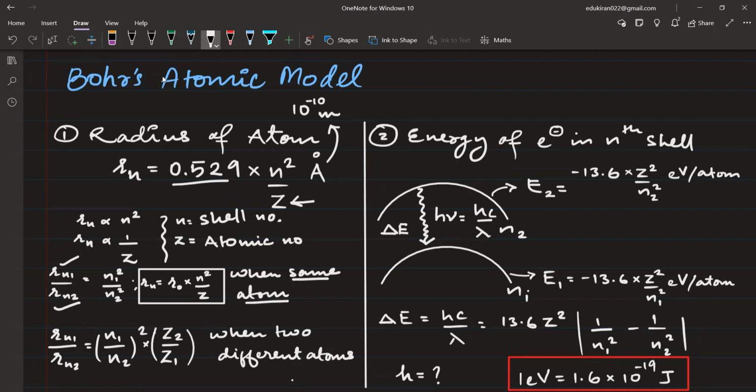When you have different atoms, then in that case, the ratio of radii will be equal to N1 upon N2 as before, the whole square, multiplied by Z2 upon Z1. Why? Because the radius is inversely proportional. That is why we have Z2 upon Z1 for N1 upon N2. Okay, so please write this down. When you have two different atoms and when you have same atoms, we will do questions on both of these things. Please write this down. दोनों के लिए हम लोग सवाल करेंगे. Please write this down.